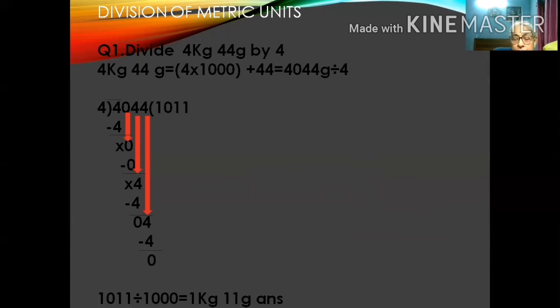So as you see, 4 ones are 4, then 0 is coming down. Here we put 0, second 0 is coming, then 4 is coming down, 4 ones are 4, then 0, and then last 4 is coming, 4 ones are 4, finished. So the quotient will be 1011. 1011 what? Gram. So 1011 gram. Again we have to change into kilogram and gram by dividing by 1000. So it is 1 kg and 11 gram. That will be the answer.